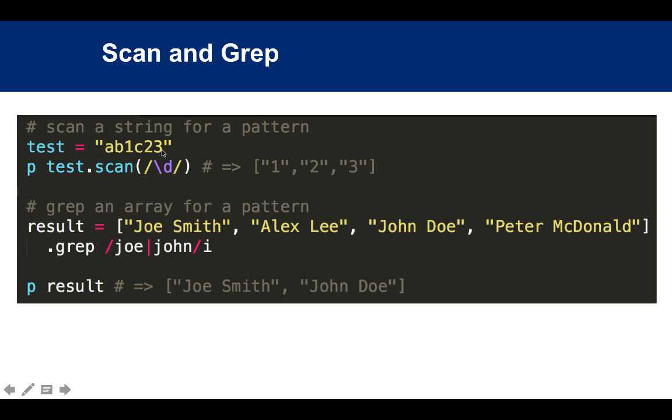Another cool feature that involves regular expressions is an array, which we haven't talked about too much yet, but we'll see them in a few minutes. Array has a method called grep, which is a Unix command that lets you search for things. So if I have this array, I can grep that array for the regular expression Joe and John, case insensitive. In this case, it will find Joe Smith and John Doe.